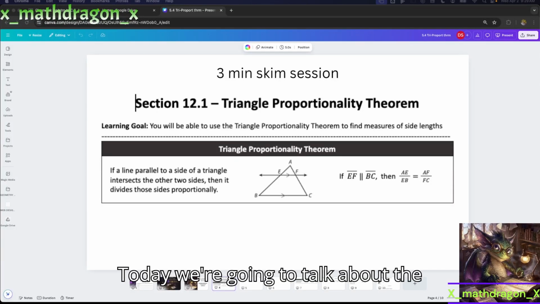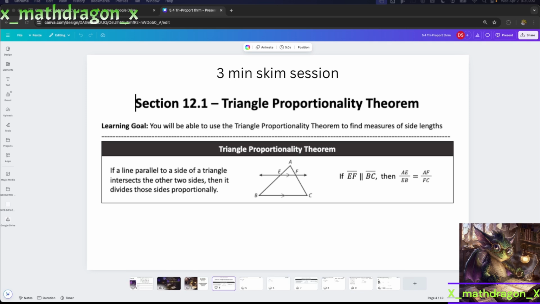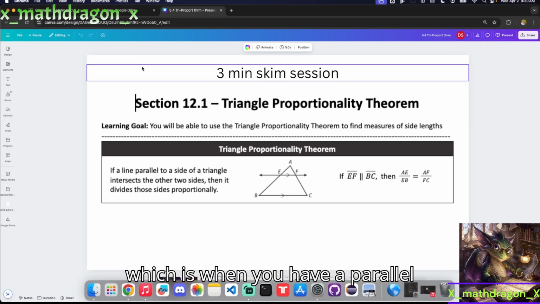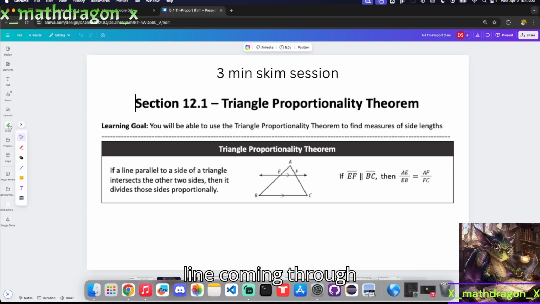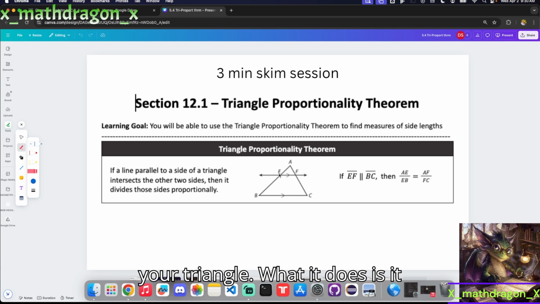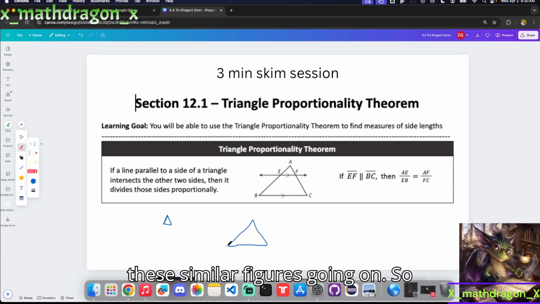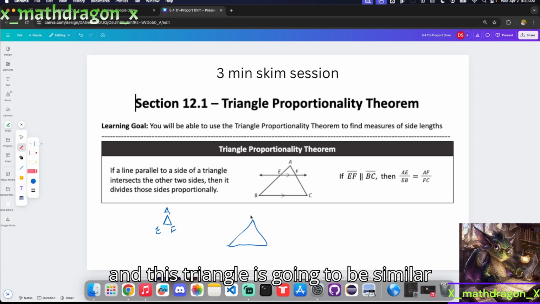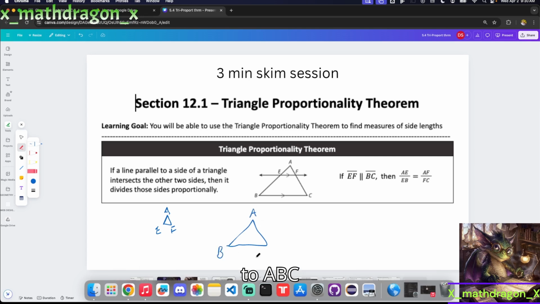Today we're going to talk about the triangle proportionality theorem, which is when you have a parallel line coming through your triangle. What it does is it creates a small triangle to the actual bigger triangle, where you have these similar figures going on. So you have A, E, F, and this triangle is going to be similar to A, B, C.